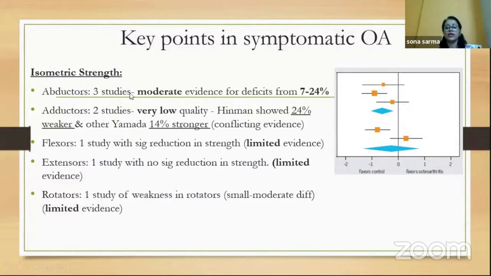In the isometric strength, they found that the abductors had moderate evidence for deficits, whereas for the adductors, they found 2 studies to be contrasting, that is the Hinman and Yamada studies, in which one showed that it was weaker and one showed that it was stronger. Because of the conflicting evidence, it was very low quality evidence. And even for the other muscles there was just 1 study, so there was limited evidence about their reduction.